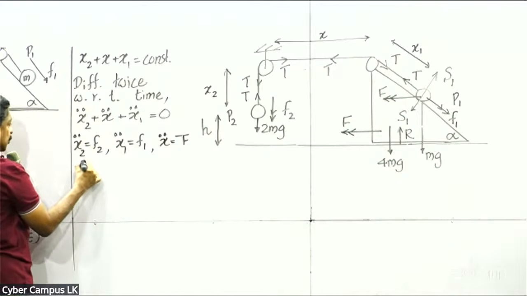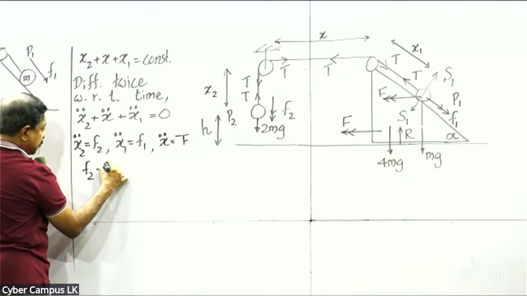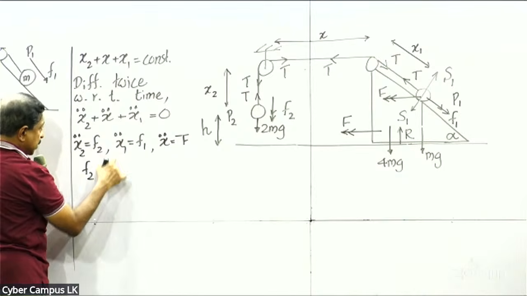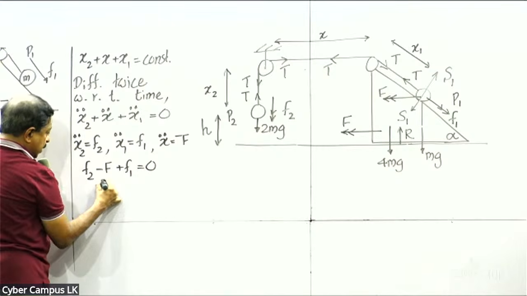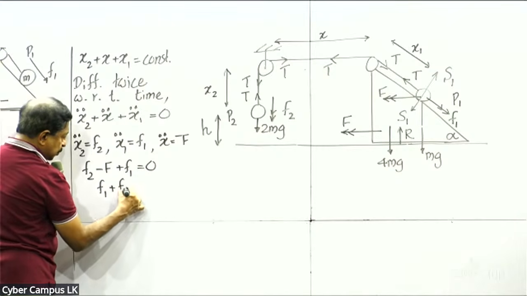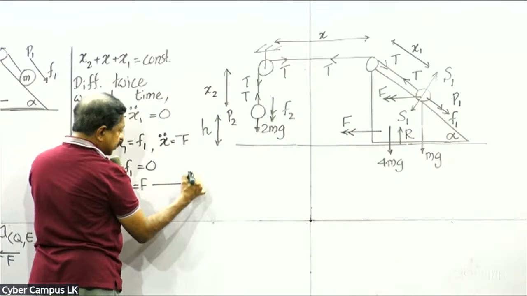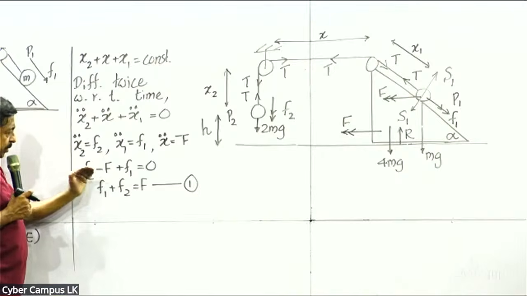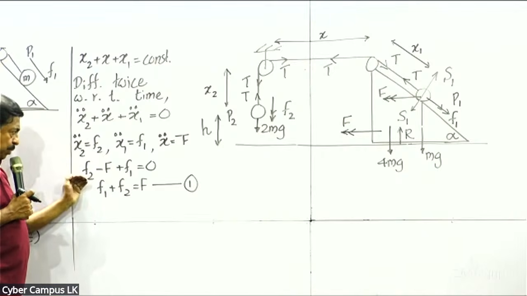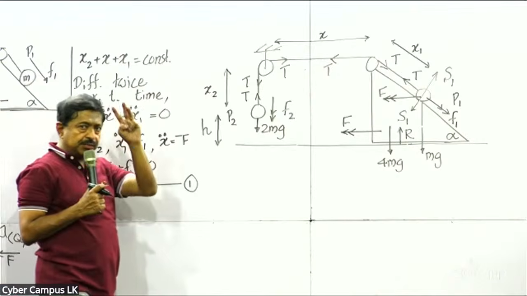Now we'll substitute those here. F2 is minus capital F plus F1. Or you can write it like this: F1 plus F2 is capital F. There's a relationship between these accelerations which we didn't see at the beginning. So you have one equation. Now the requirement of the extra equation is done. You need to have three more.